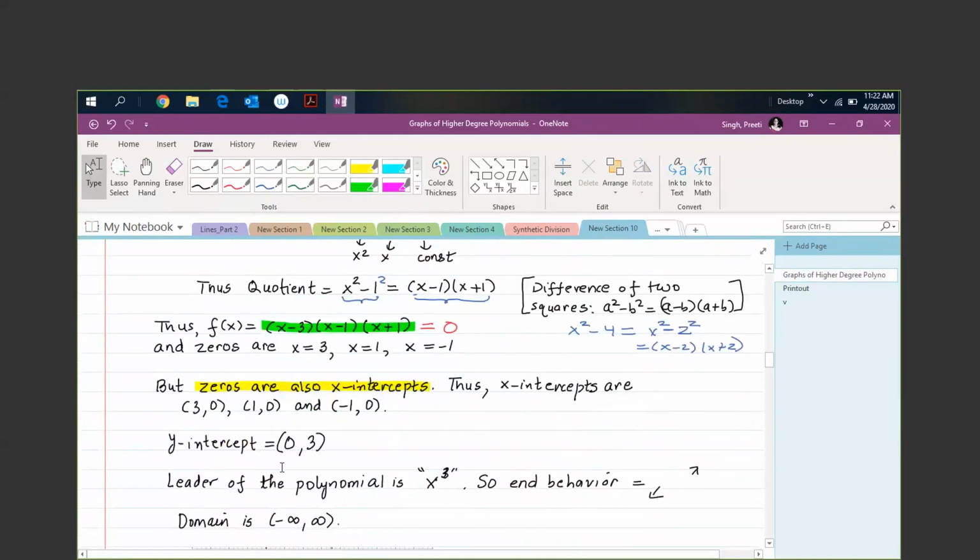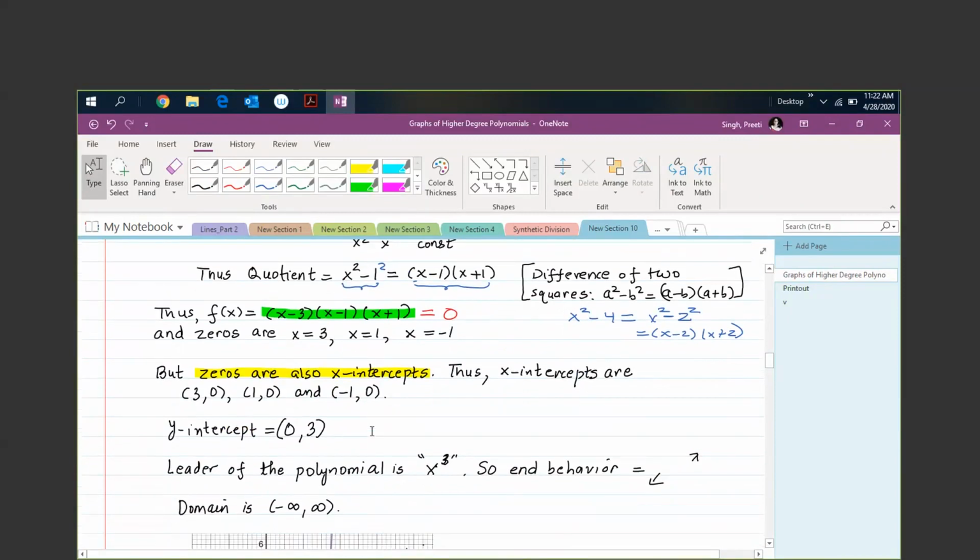Thus, x-intercepts are given by (3, 0), (1, 0), and (-1, 0). Those are your three x-intercepts. I'm trying to graph it, so I'm trying to grab as much information as I can to graph the function. I got my three x-intercepts.